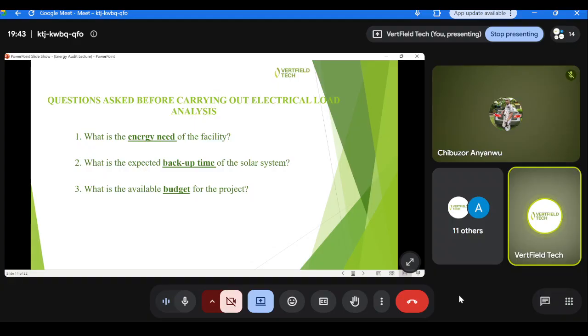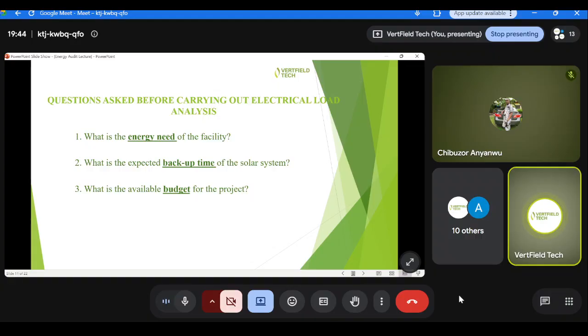Asking the second question will be to know the backup time. So we'll be asking Mr. Edward what is his backup time for that solar system. He can now tell us how long he wants the solar system to run. Now, this backup time is a standard parameter. It is very, very important when we are designing to know the size of the battery system.